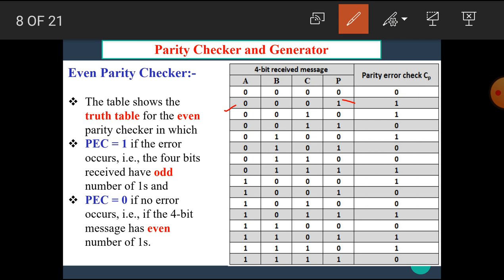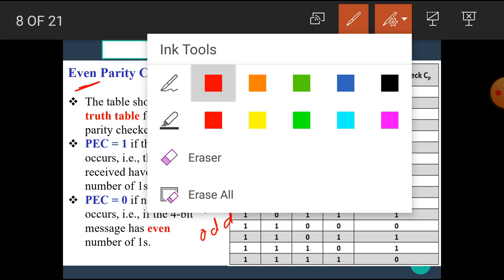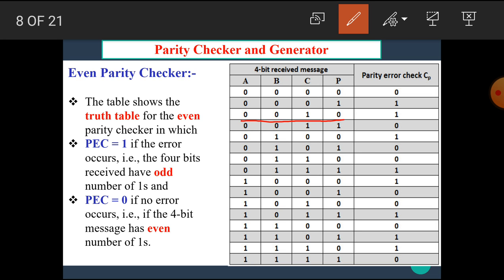In the next case, 0, 0, 0, 1, there is one 1. This is an odd number and we are seeing the even parity checker, hence the error is introduced here, hence we have to place 1 here. In the next case, the total number of ones is 1, 1 is an odd number and we are going to see the even parity, hence the error is introduced here, hence we have to place 1 here. Similarly, we have to check all these combinations.